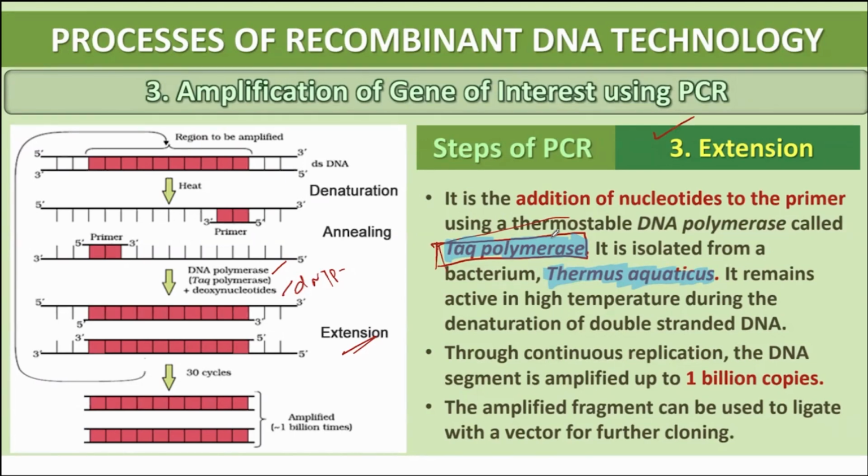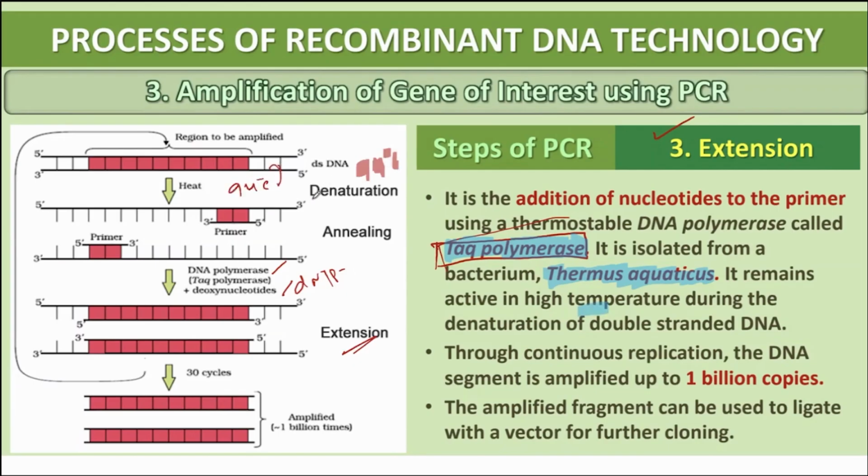we have isolated this enzyme from the bacteria which survives in high temperature, and that is called Taq polymerase. So the bacteria name is Thermus aquaticus, and from this Thermus aquaticus, we have isolated the enzyme that is Taq polymerase. Now, the specialty of this enzyme is that since it is isolated from bacteria which can survive in very harsh conditions, this Taq polymerase also remains active at the higher temperature during the denaturation of the double strand. This is the reason why we use Taq polymerase, because 94 degrees is needed for the separation of the DNA strand.